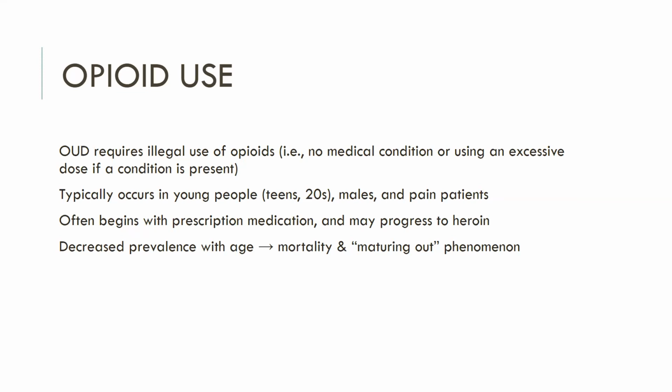and it may progress to the use of street opioids like heroin. There's a decreased prevalence of opioid use disorder with age. There are a couple different reasons for this. One would be mortality, people dying of overdose. Another could potentially be people maturing out, finally going to rehab, that time that works, which may be the 5th or 6th time that they've gone. And so people basically end up either dying or eventually maturing out of the disorder.